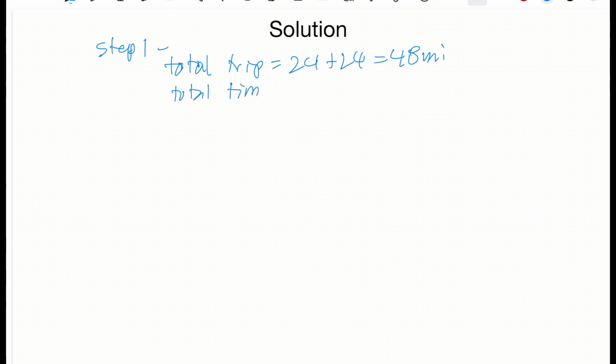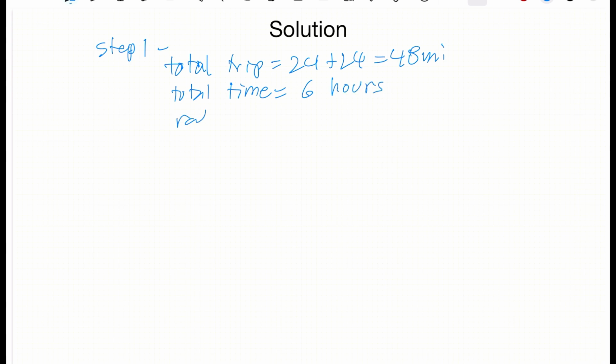So let's start writing down. When we have a problem, I always start with writing down what we do know. And what we do know is that the total trip is equal to 24 plus 24, which is equal to 48 miles. We know that's how far the boat ride is going to be. And the total time, this doesn't account for time at the beach, but the time of the boat is 6 hours.